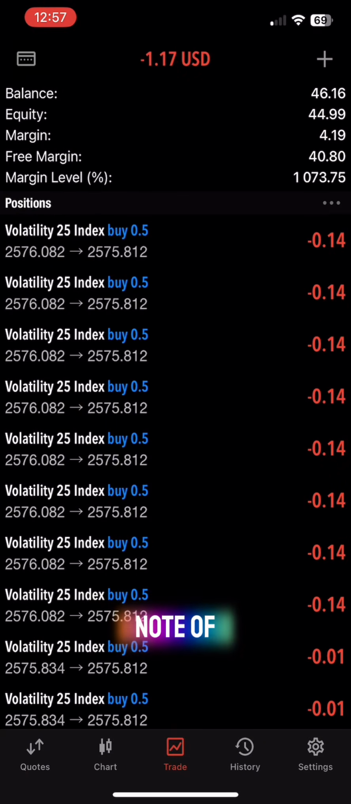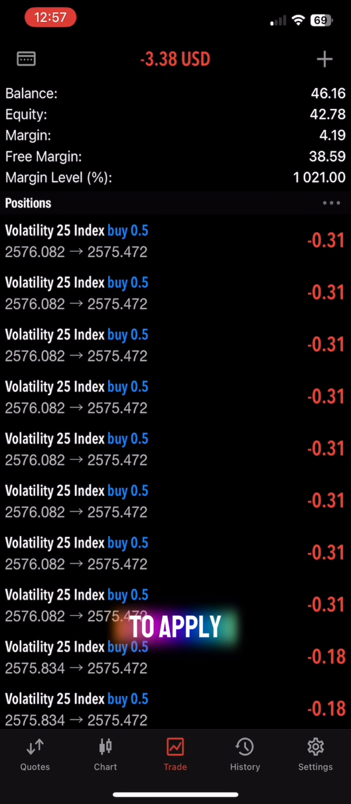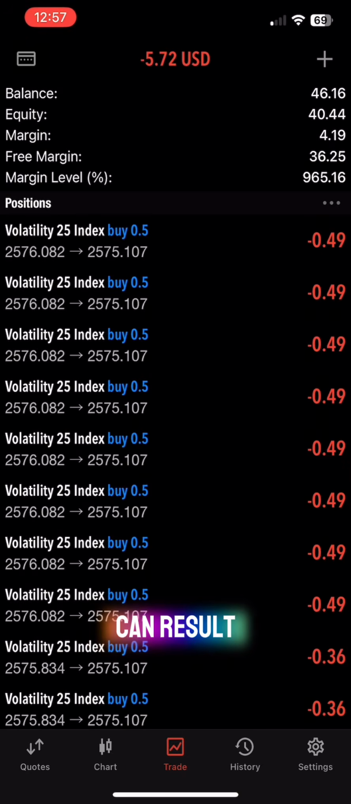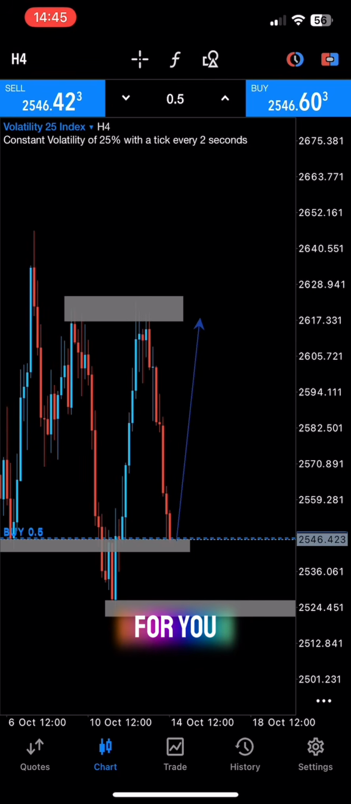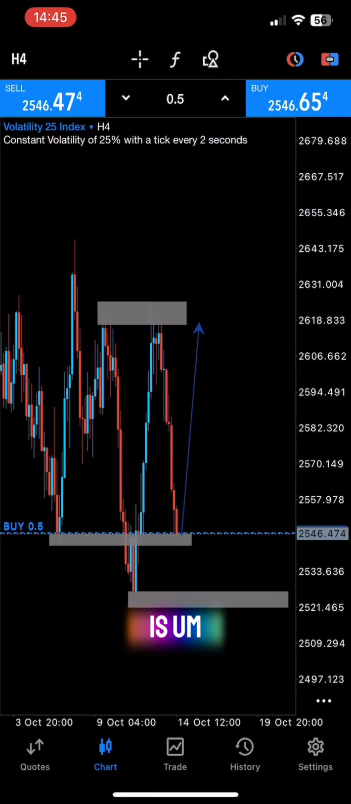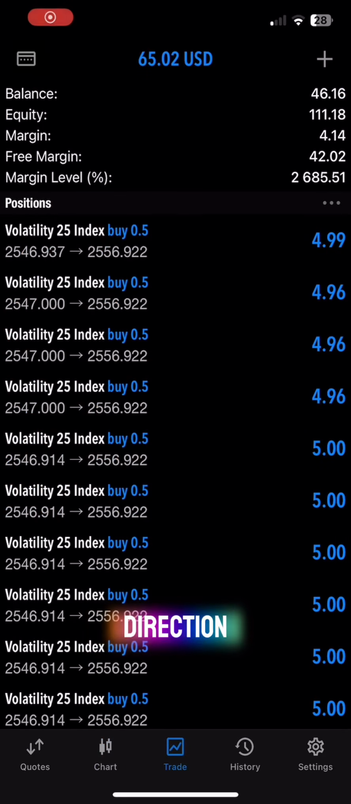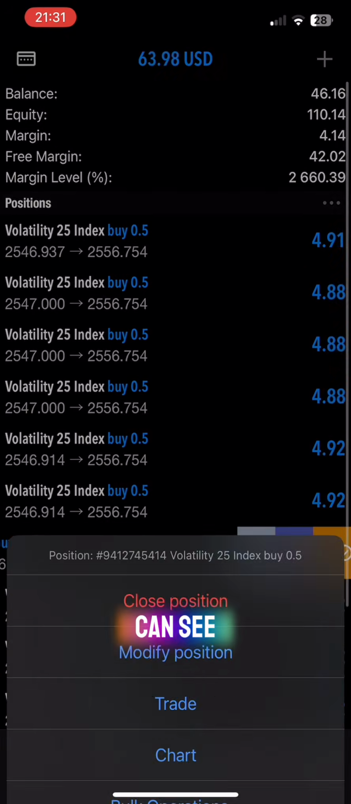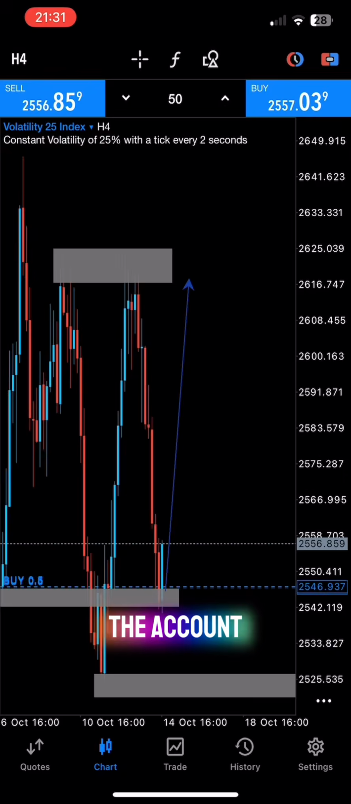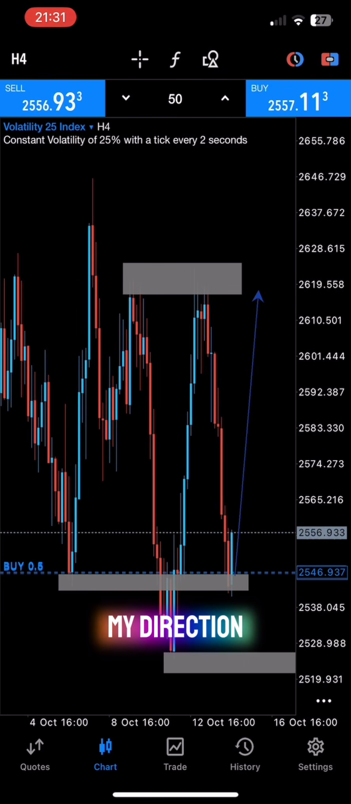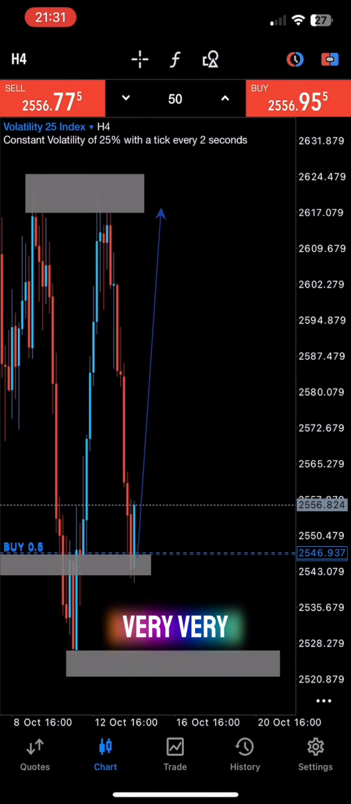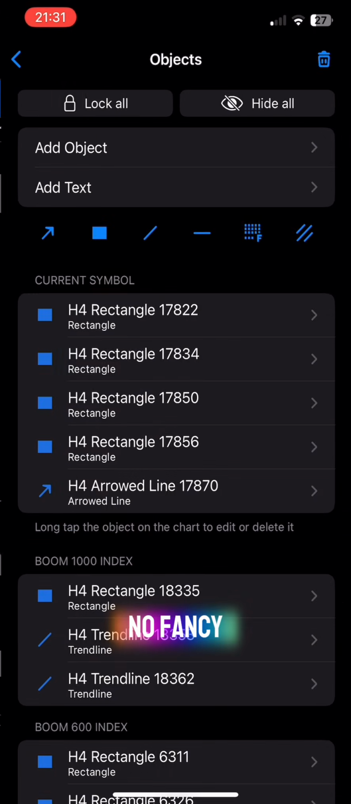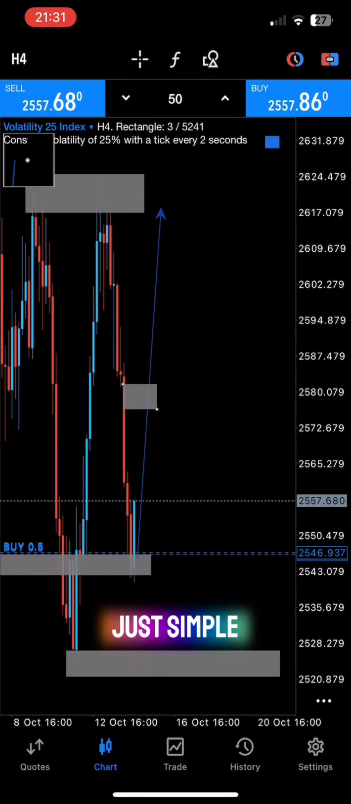Take note of the risk management skills that you need to apply, because sometimes you can over leverage your account and this can result in bad news for you. Even though your market is going in the intended direction, sometimes you might not live to see the profit. Anyway, as you can see, I've already doubled the account. The market is going in my direction, so it means this was a very clean setup. As you can see, there was no indicator, no fancy tool, just simple price action.